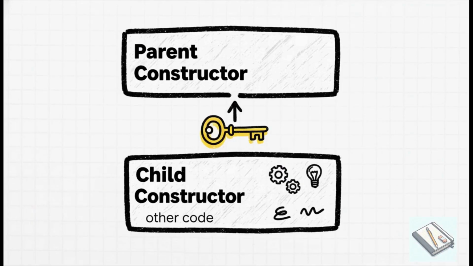And the little piece of magic that makes this chain reaction happen is the super keyword. That's the command that connects the child's constructor to the parent's. And here's the wild part. Even if you don't write it, Java secretly adds it in for you as the very first line. It's Java's way of saying, hold on, before we do anything else, we have to go run the parent's constructor.